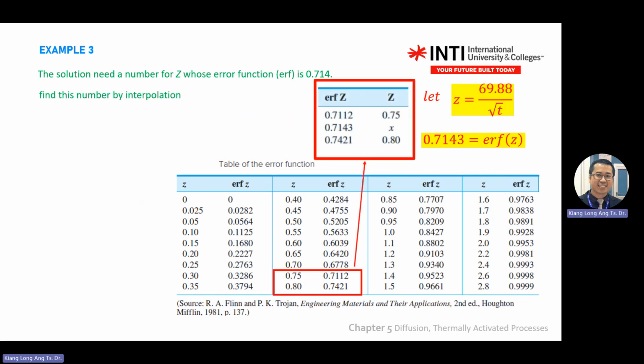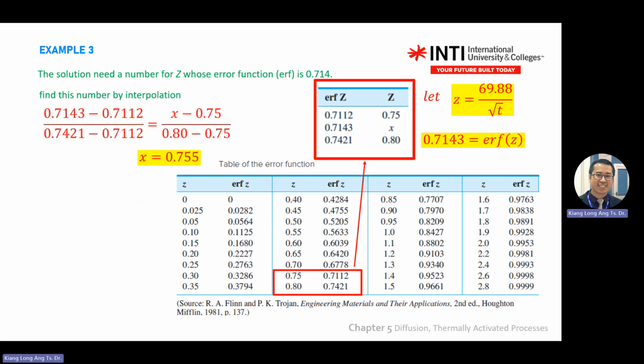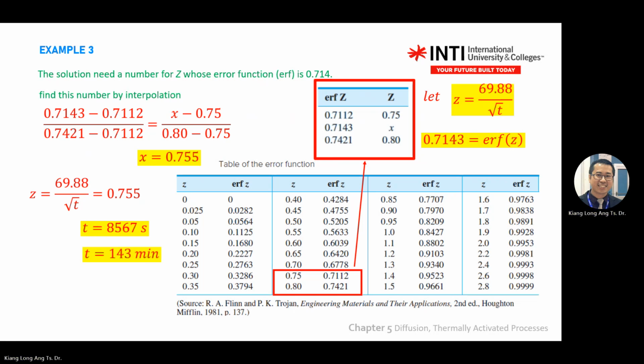You know how to do it, so I'll skip the interpolation stage. You do interpolation, you get Z equal to 0.755. Once you get 0.755, substitute back to the equation. This Z equal to 0.755 equals 69.8 divided by square root of t. T is the one that is missing. Press calculator, find t. You get the answer in seconds, convert into minutes. It's 143 minutes.